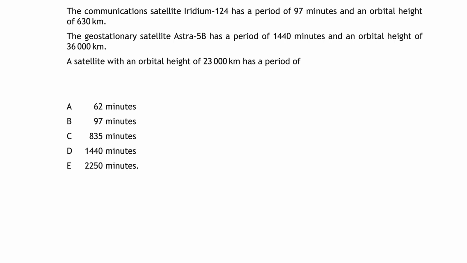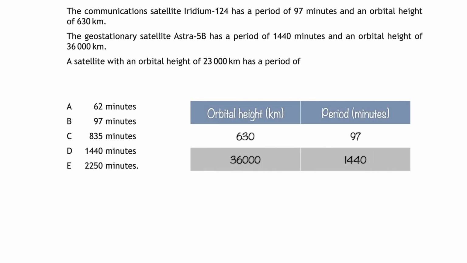Now, I'm not suggesting you waste your time in an exam drawing up a table of orbital height and period, so I'll do it for you, using the data given in the question. It's clear to see then that there's a pattern. As orbital height increases, period increases. This is something you should know anyway. The height of 23,000 kilometres fits in between these 2 values, so it follows that the period of a satellite at that height must be between 97 and 1,440. The only possible option is C.